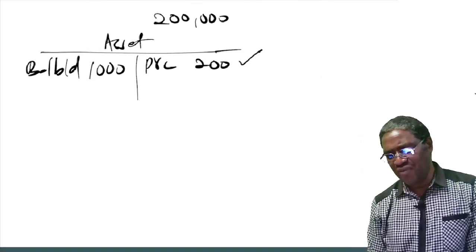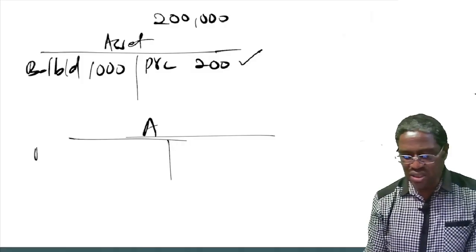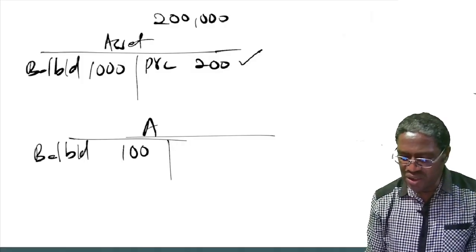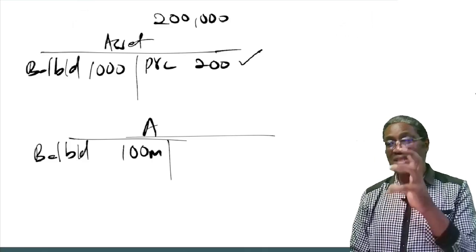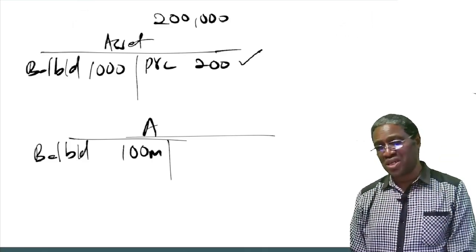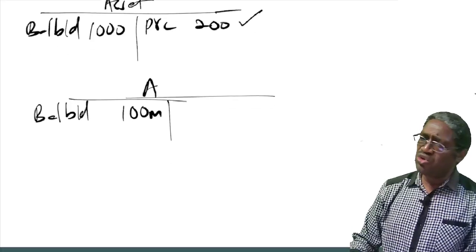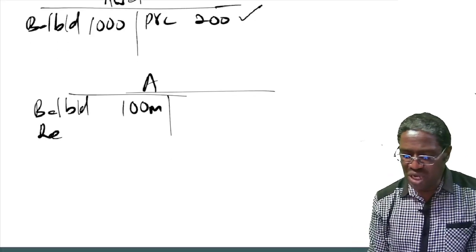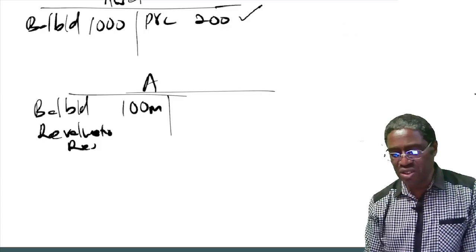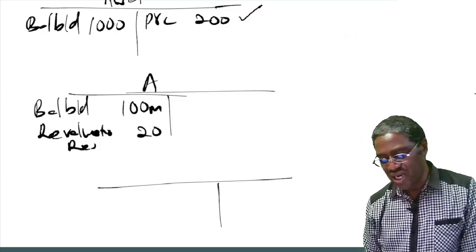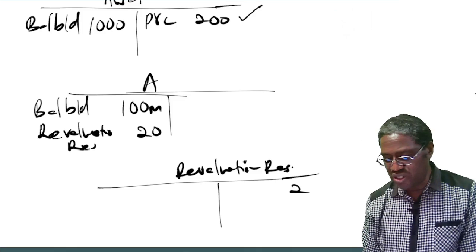Suppose as a company, you have another asset. Let's call it asset A. This asset had a book value of 100 million in your books. Then during the year, you revalued this asset. Let us assume you revalued it by an extra 20 million upwards. So what did you do when you revalued the asset? You must have debited the asset and you must have credited an account called revaluation reserve, by 20 million.